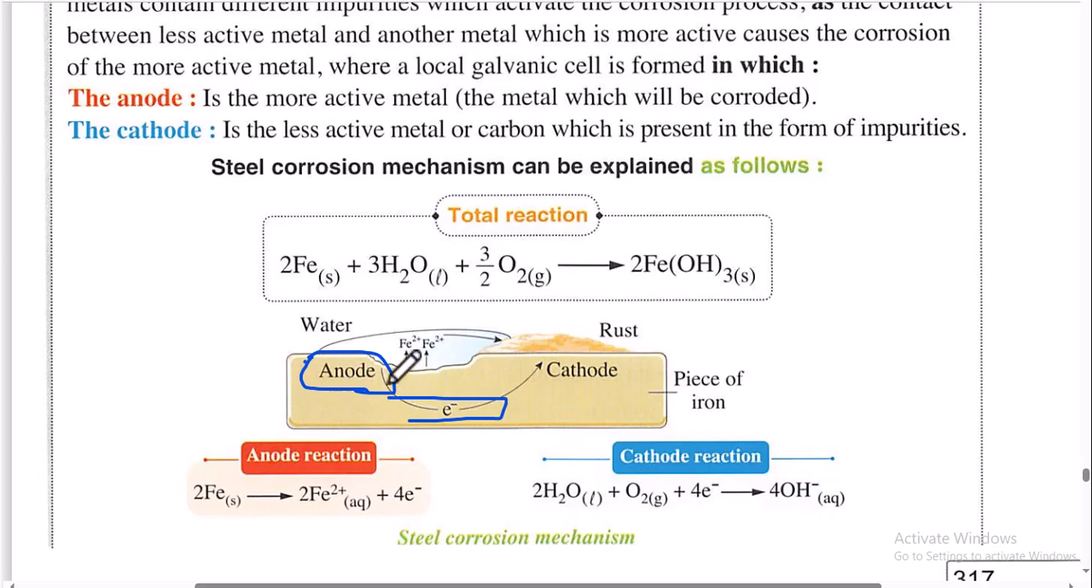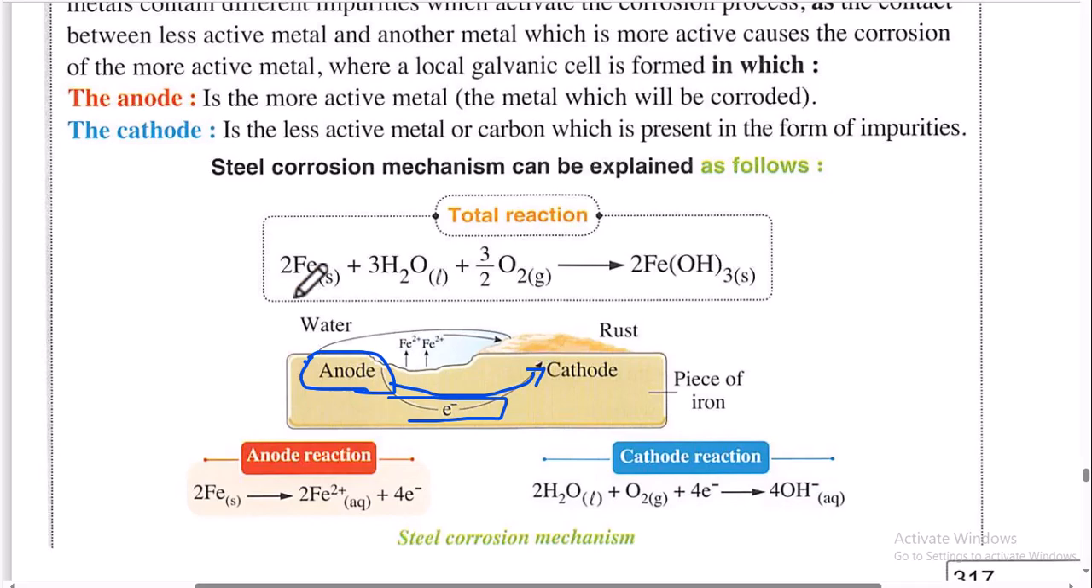Okay, these electrons go to the cathode. What is the cathode? Another metal or non-metal which is less active than iron, and it reduces the material of the cathode.